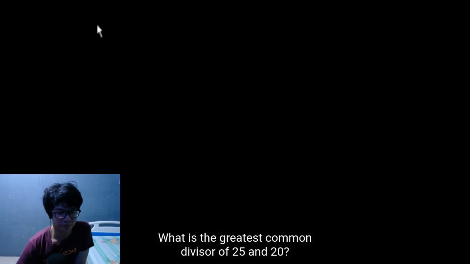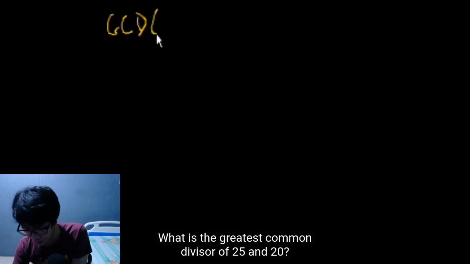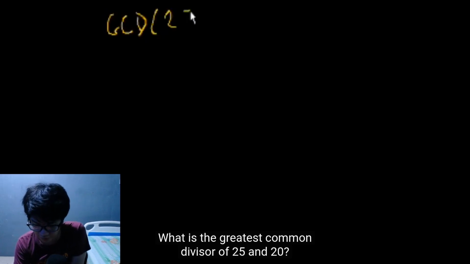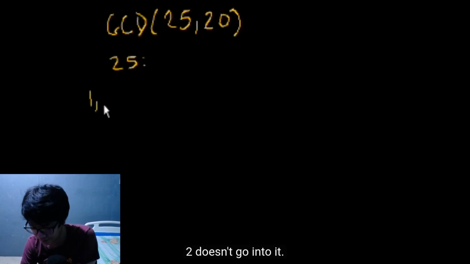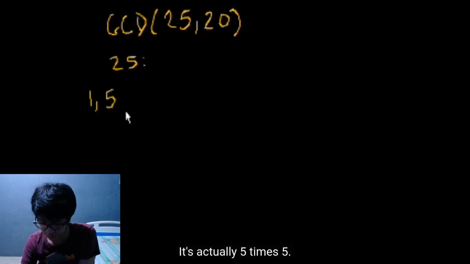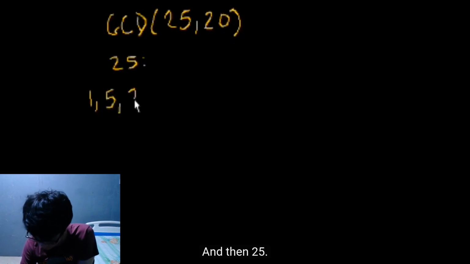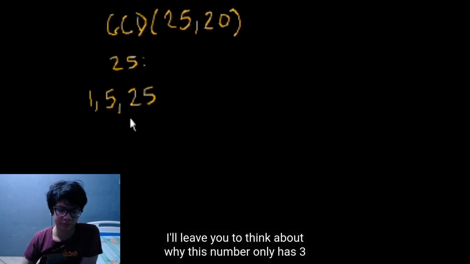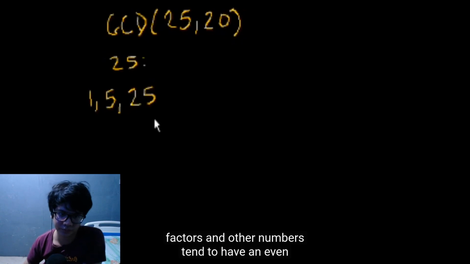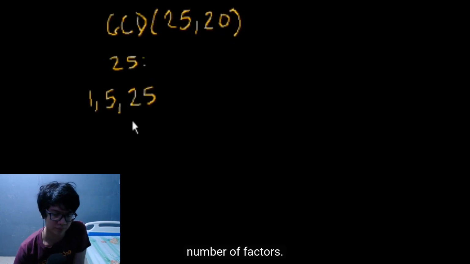What is the greatest common divisor of 25 and 20? I think it's going to be 5, but let's see. Well, let's do it the same way. The factors of 25? Well, it's 1. 2 doesn't go into it. 3 doesn't go into it. 4 doesn't go into it. 5 does. It's actually 5 times 5. And then 25. It's interesting that this only has 3 factors. I'll leave you to think about why this number only has 3 factors and other numbers tend to have an even number of factors.